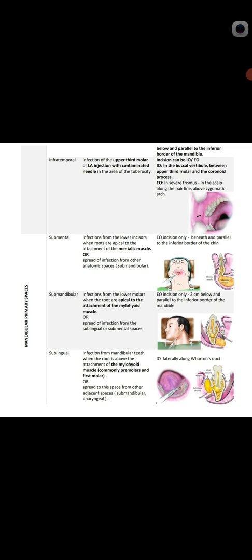Now come to the mandibular space infections. There is the submental, submandibular and sublingual.